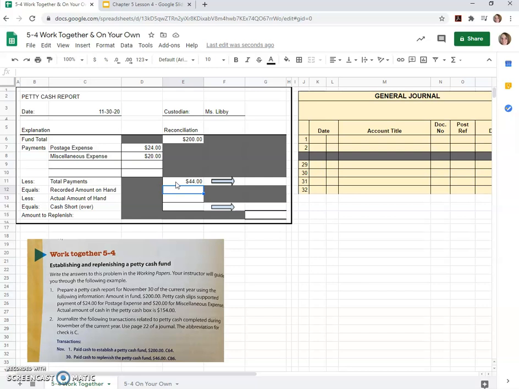Now calculate and write recorded amount on hand. So recorded amount on hand would be equals this up here, the 200 we had, minus what we paid, should be 156. Our actual amount of cash in the cash box is 154. So that's our actual amount on hand, which is step 6. So we'll go ahead and write that here.